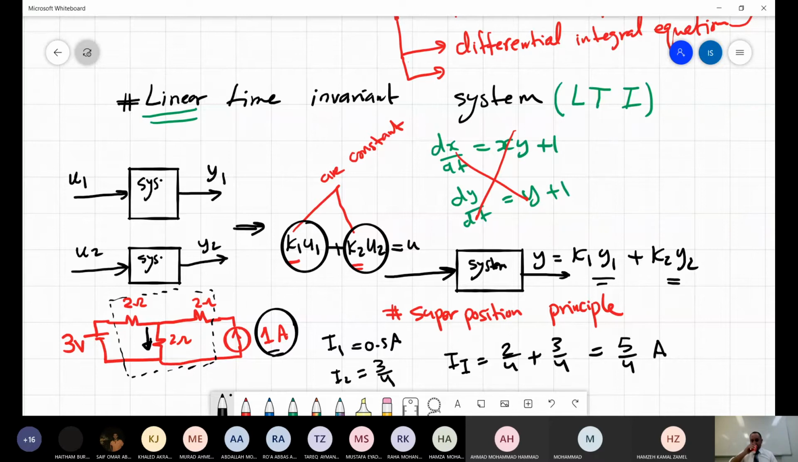So how to distinguish between the linear system and the non-linear system?